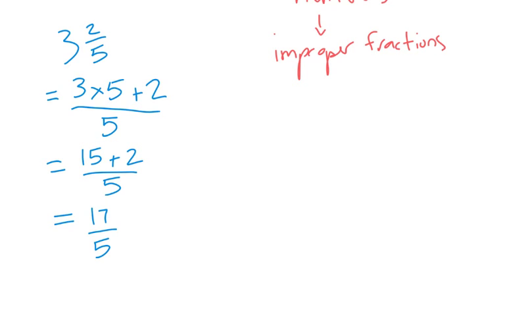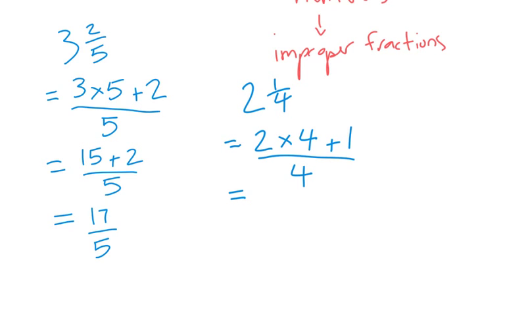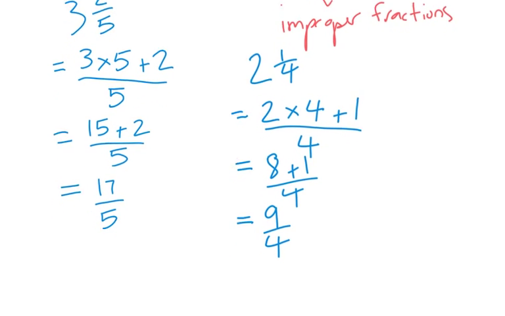over 5. Now let's convert our other mixed number, which was 2 and 1 over 4, into an improper fraction. So what you're going to do is take 2 times 4, and then add 1 to that. The denominator stays the same, so it remains 4. We're going to do some BEDMAS here. We want to do multiplication first, so 2 times 4 is 8. 8 plus 1 over 4. We're going to add 8 plus 1, which is 9, which gives us 9 over 4.